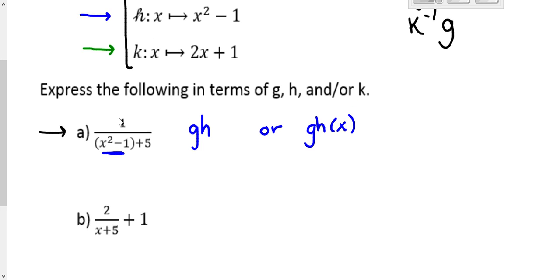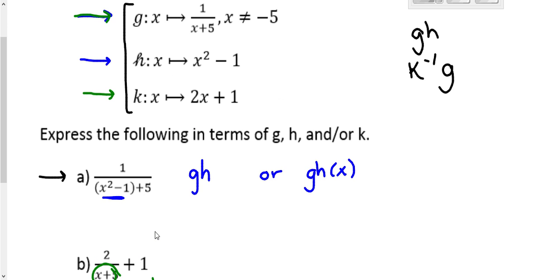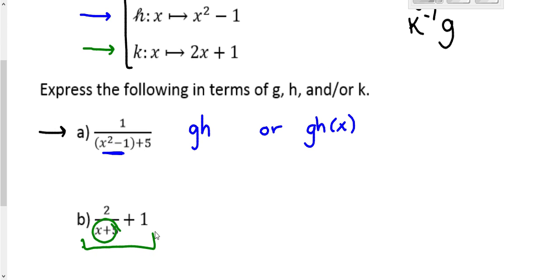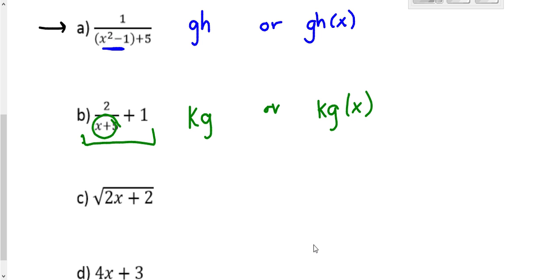So it looks like we would get this function b if we plugged the fraction into 2x plus 1. So that means that the outer function is k and the inner function is g. So remember, you could write that as kg of x. Okay.